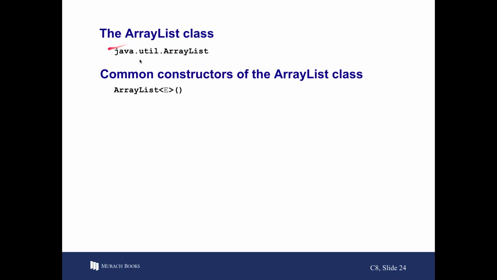We always include this import, java.util.ArrayList. Anytime we're using anything about an array list, we need to include this. And then, of course, here is the constructor. We're making a new ArrayList of type, and then with the parentheses.